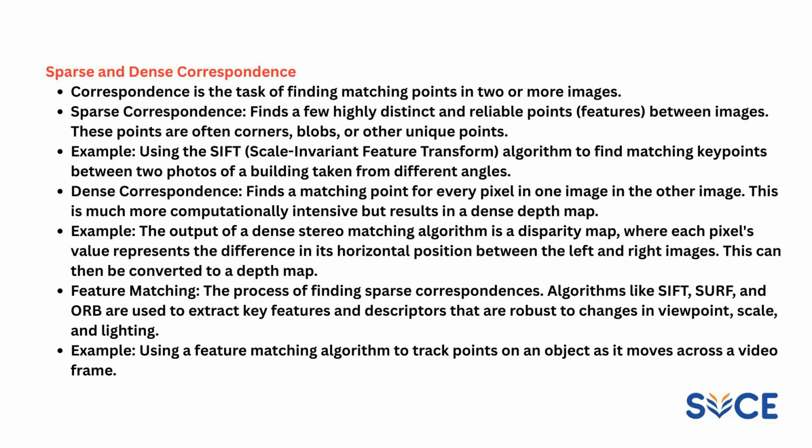For example, imagine a stereo image of a street. A dense correspondence algorithm does not just find the corner of the building. It produces a depth map where you can see how far every pixel is from the camera, the cars, the road, the street.